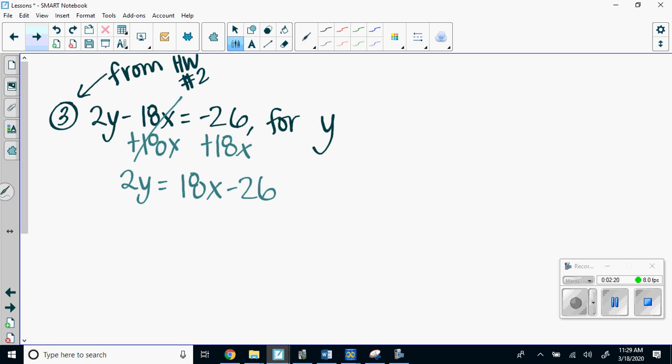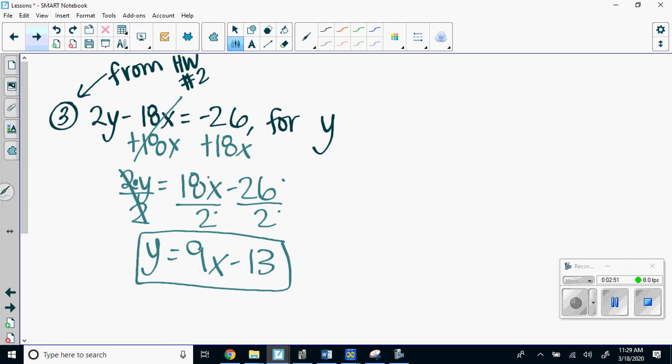Y is not by itself yet, though. So we need to get rid of that 2 that's in front of the y. And in order to get rid of that 2, it's being multiplied right now. The opposite of multiply is divide. That makes it go away. But if I divide the y, I need to divide the 18 and the 26 as well. So that leaves us with y equals, let's see, 18 divided by 2 is 9x. 26 divided by 2 is 13. So y equals 9x minus 13.